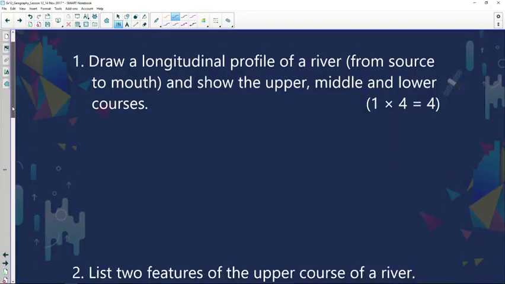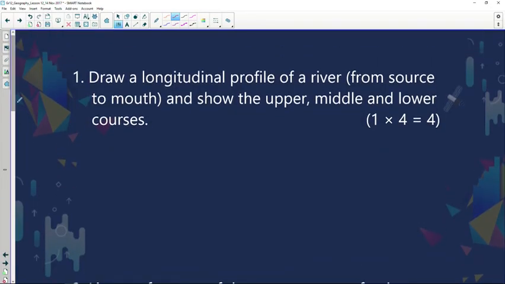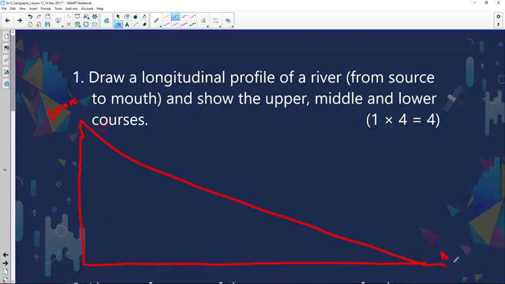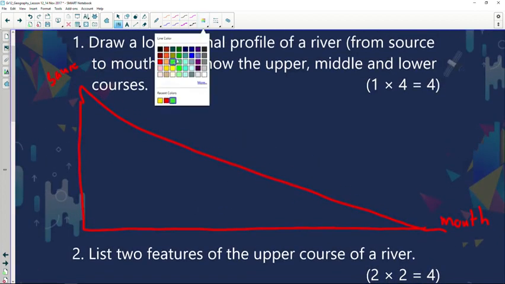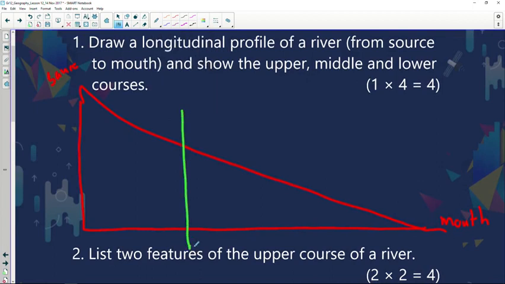Now, our next question: draw a longitudinal profile of a river from the source to the mouth and show the upper, middle, and lower course. When we discuss the river profile, we know that the river originates from the source, and where we experience base level of erosion, that's where the mouth is. So there's the source, there's the mouth. Now what we can do with this river profile, we can divide it up into the upper, middle, and lower course.